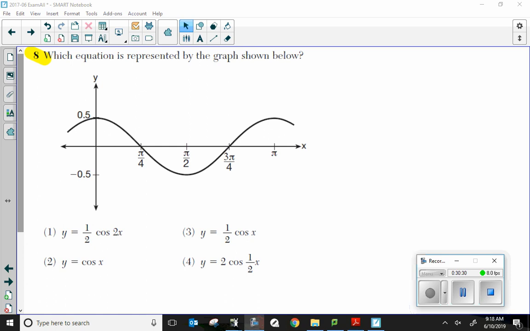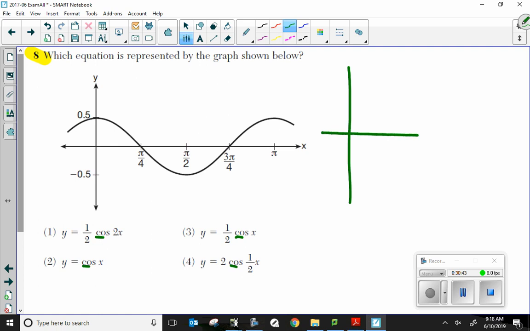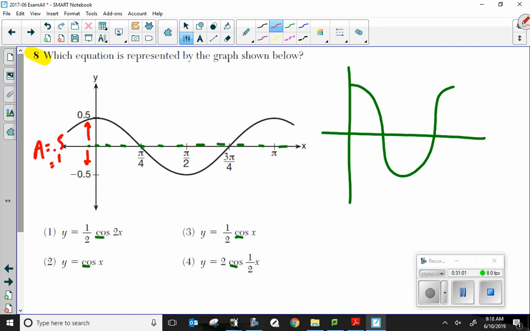Number 8 is easy. Which equation is represented by the graph shown below? Well, first thing I know is they are all cosine, so that's not going to help me. And cosine is indeed the cup. Okay, the amplitude. Here's the middle. From the middle, I go up a half and down a half. So my amplitude is going to be 1/2, 0.5, which also equals 1 over 2.